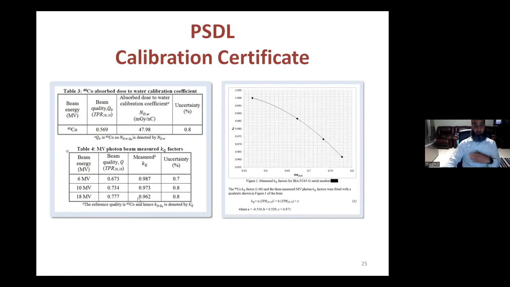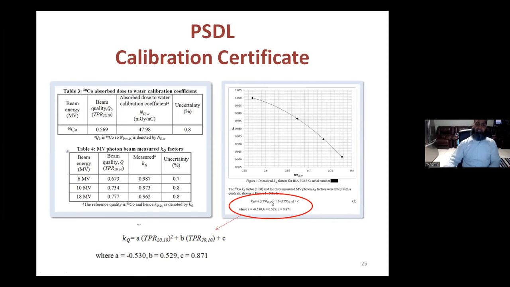What they do is plot the TPR 2010s for 6, 10, and 18 MV based on their beam quality, and the cobalt 60 as well. The cobalt 60 is here. They plot all of this together and give you a fitting curve. They give you KQ as a formula and solve this equation for these constants. I think you have all done this in your BSc, solving for the constants, remember? So they get these values for the constants and give you all this information.